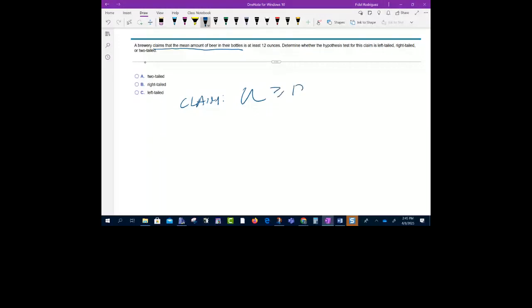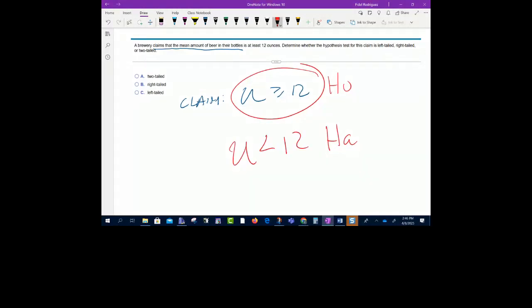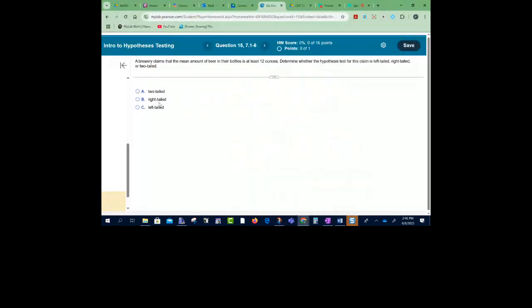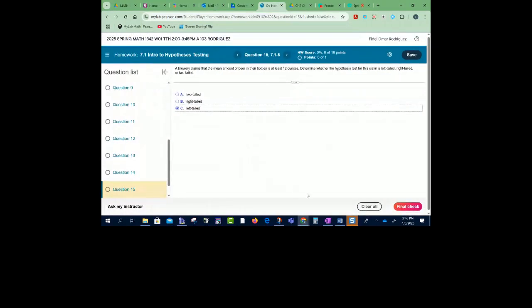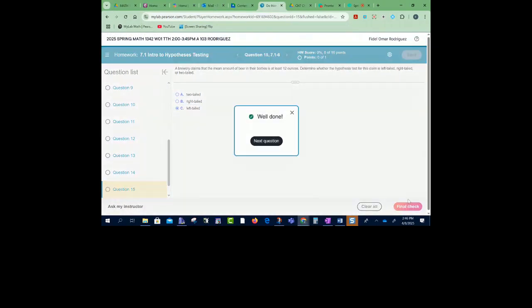Does everybody agree that at least 12 ounces means more than or equal to 12? Okay. Question. Is that my Ho or is that my Ha? That's the Ho. Okay. Let's find the Ha. What is the opposite of bigger than or equal to 12? Less than 12. Okay. Look right here, y'all. Which way is that arrow pointing? To the left. Boom, right? We're going to say it's a left tail test. We're going to come back over here, click left-tailed, go check, and we got it.